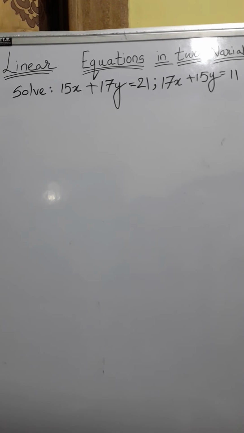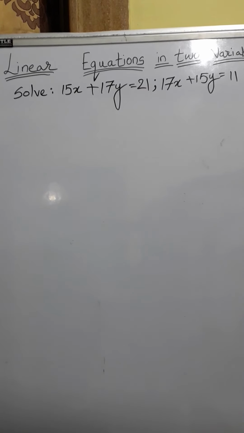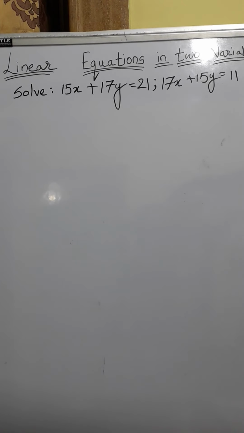Now on the board there is another example of simultaneous equations. The given equation is 15x plus 17y is equal to 21, and the other equation is 17x plus 15y is equal to 11. In the two equations above, the coefficients of x and y are interchanged. While solving such equations, we get two simple equations by adding and subtracting the given equations. After solving these equations, we can easily find the solution set.